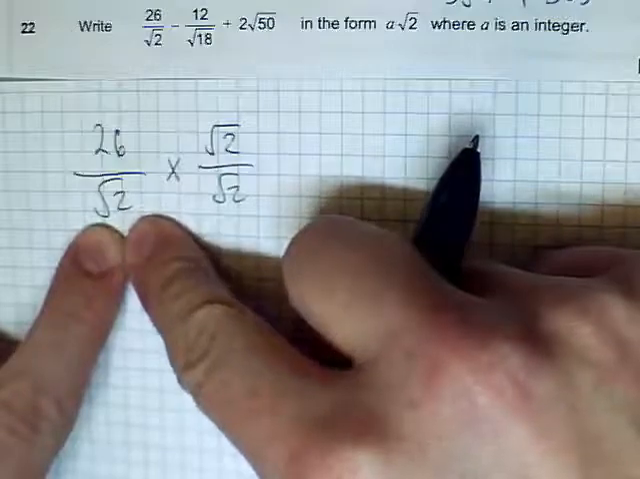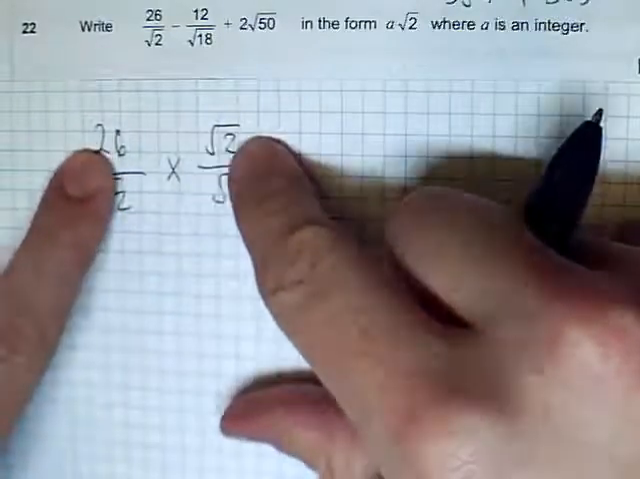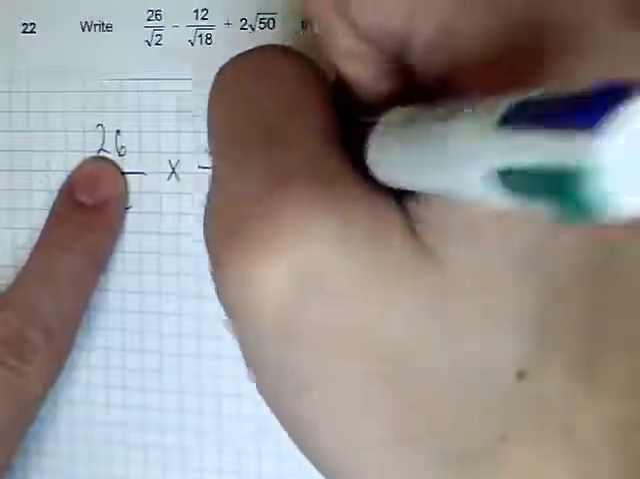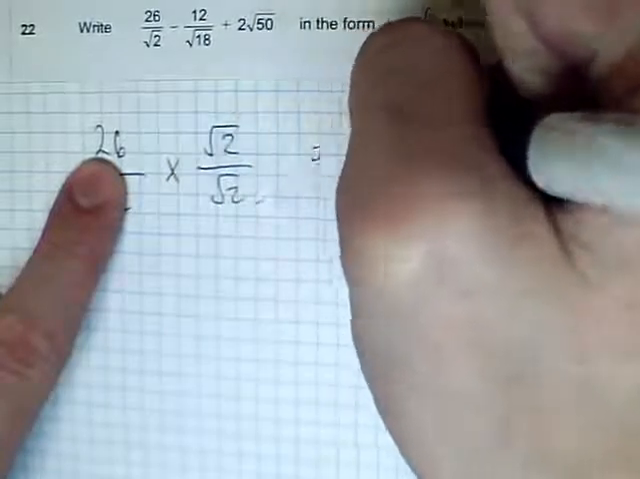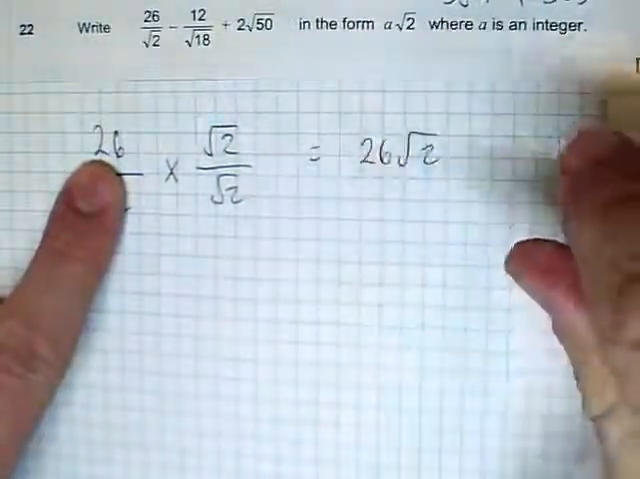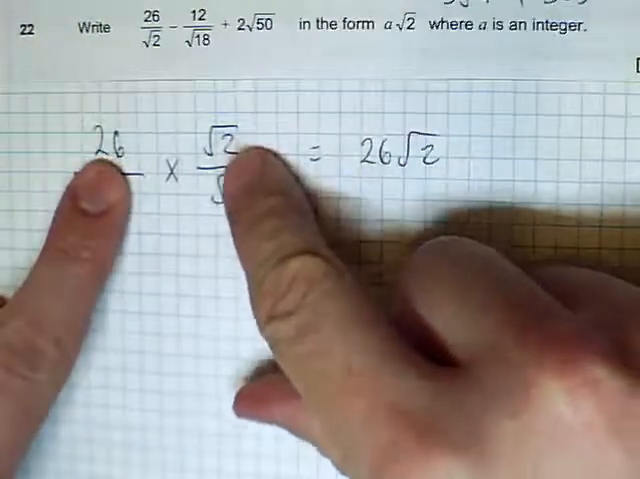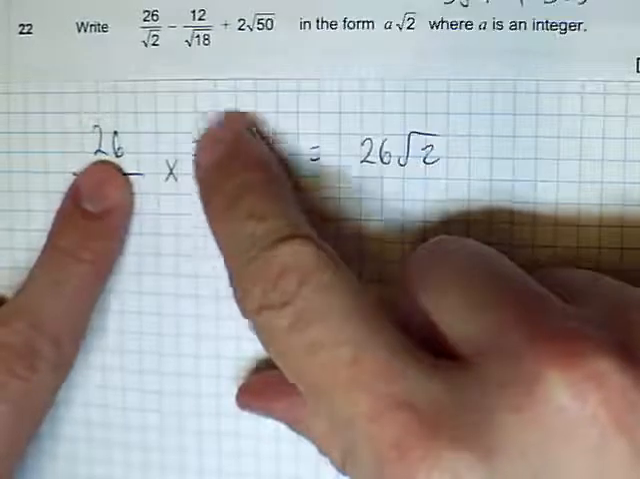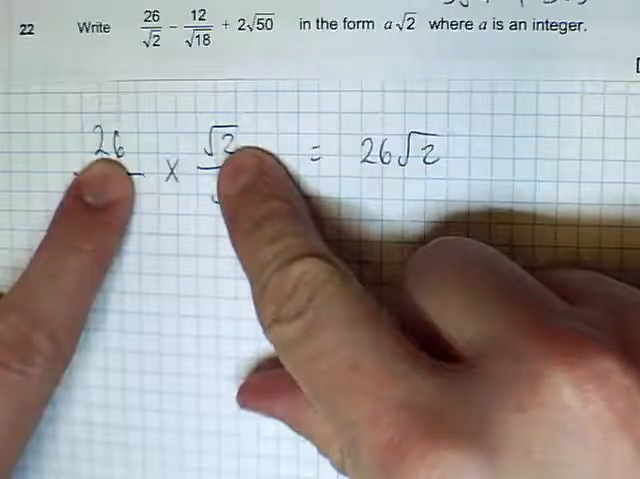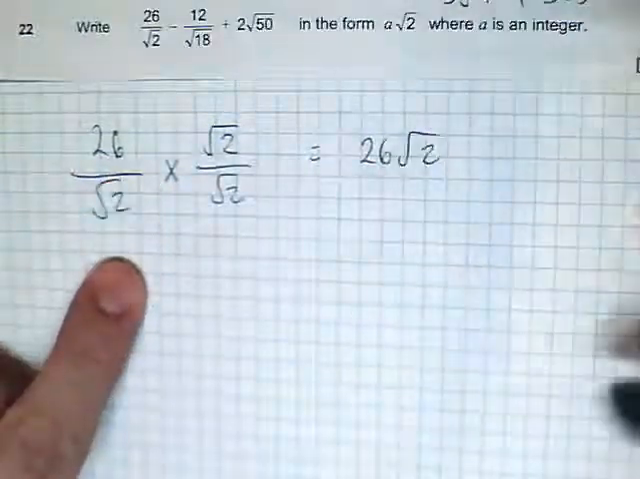surd in the denominator. So multiplying fractions, top times top, 26 times root 2, that gives me 26 root 2. Some students say that it should be root 52, but that's wrong because we've got a number and a surd, and because they're two different objects, when we multiply them, they just get put together. So we get 26 root 2.